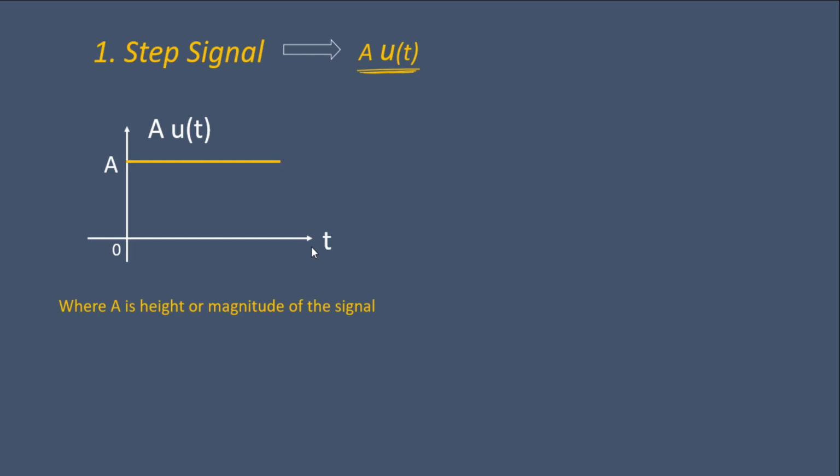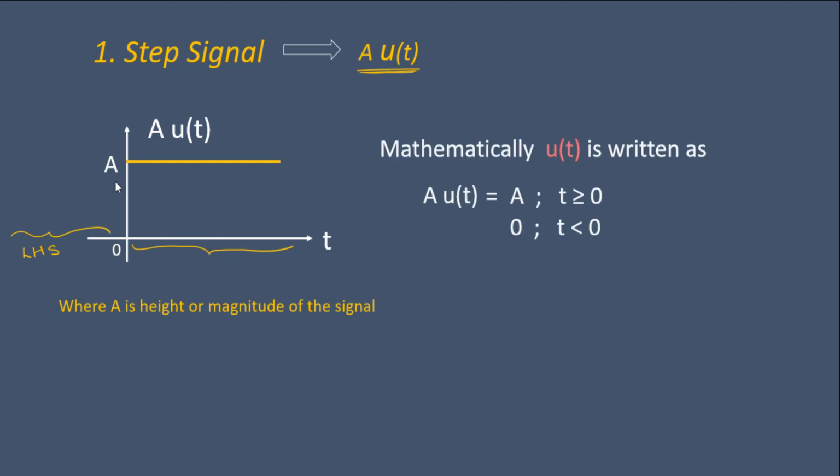Here for t less than 0, that is the left hand side of the origin, there is no signal present. For t greater than or equal to 0, we have a step signal and its height or magnitude is a. So mathematically, we can write a u of t as a for t greater than or equal to 0, and 0 for t less than 0.